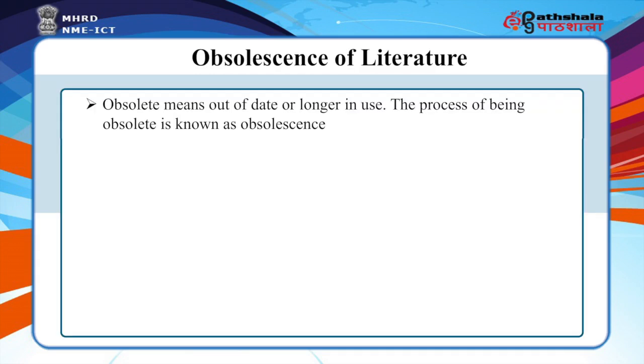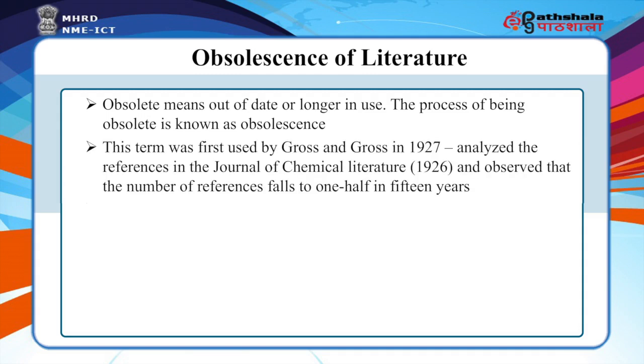Obsolete means to be out of date or no longer in use. The process of being obsolete is known as obsolescence. This term was first used by Gross and Gross in 1927 when they analyzed the references in the Journal of Chemical Education in the year 1926. They observed that the number of references falls to one half in 15 years.